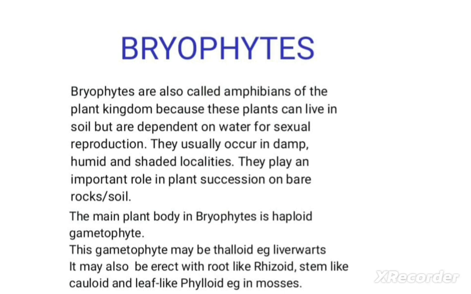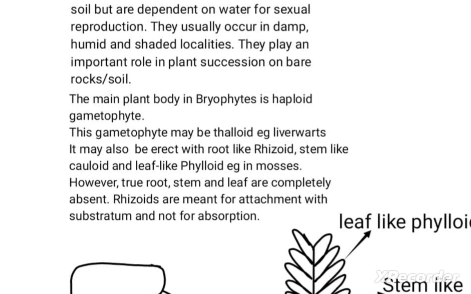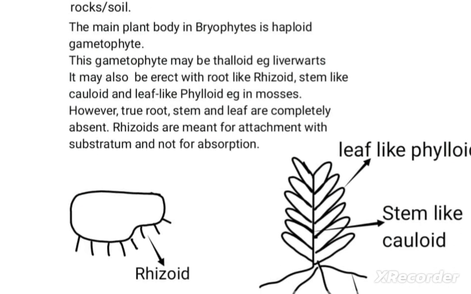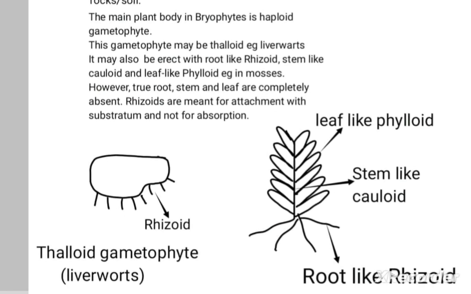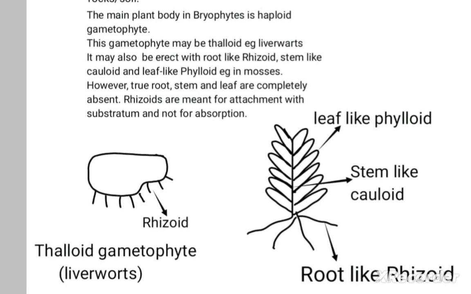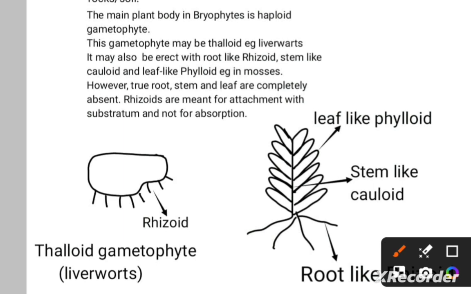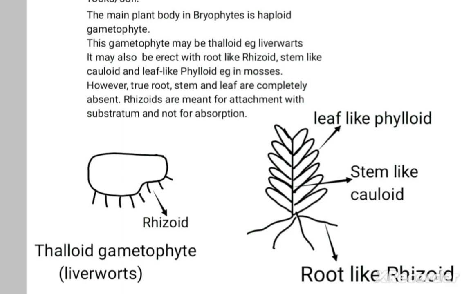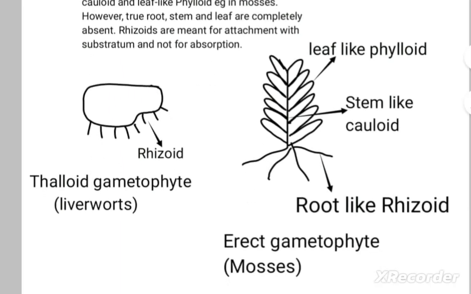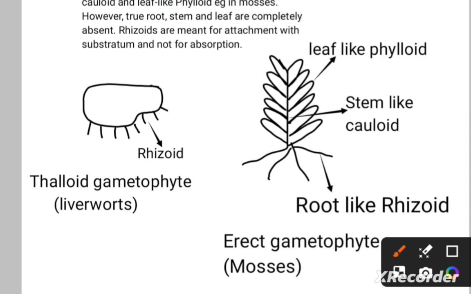Okay, further moving we have the main plant body in bryophytes, which is a haploid gametophyte. Regarding this terminology, I have already covered all of this in my video, so I would recommend you all to just go through that video once. Here they have told you about the types of gametophyte, the main plant body in this case, and it is of two types. It might be thalloid and it might be erect as well.